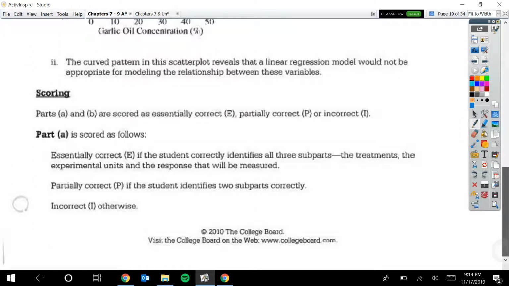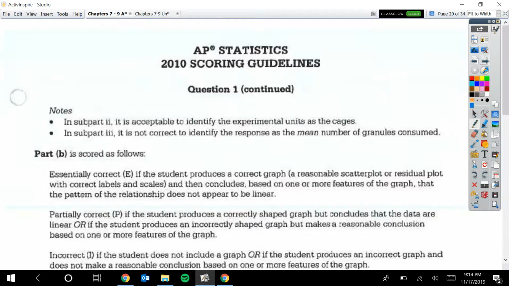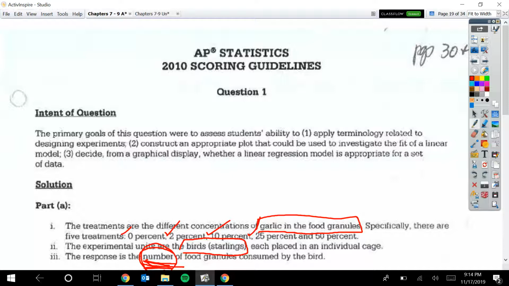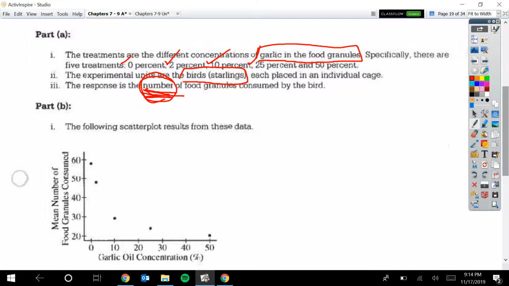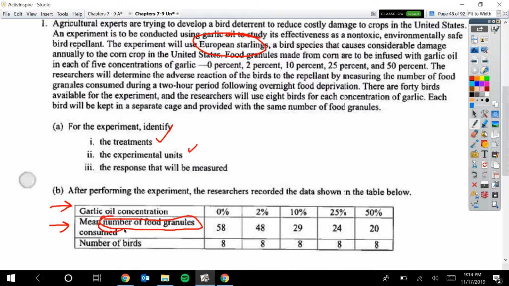Let's take a look at this. If I remember correctly, yes, in subpart 3, it is not correct to identify the response as the average, because what do you measure from each bird? You measure the number of granules that they ate. And then after you measure each bird's granules, then you get that average. Okay? So it was the number.